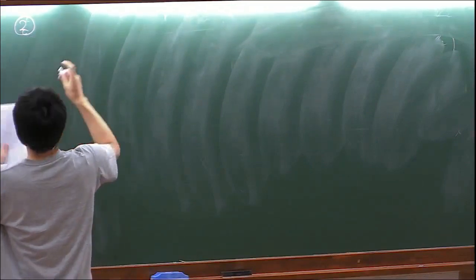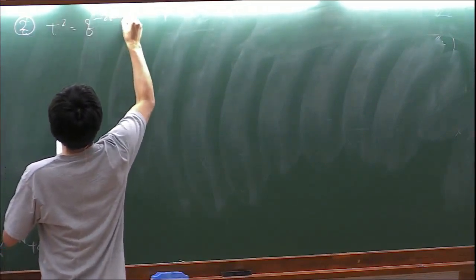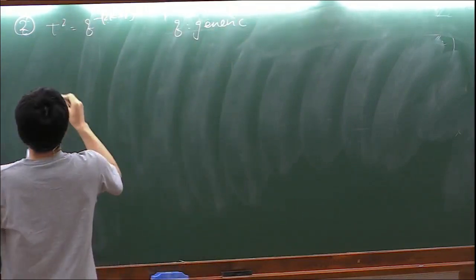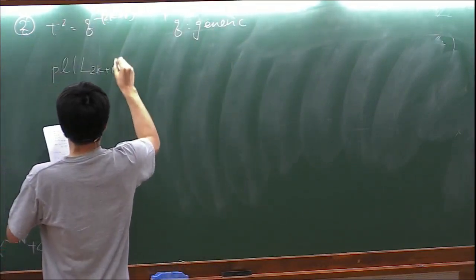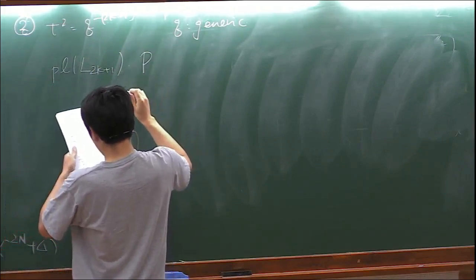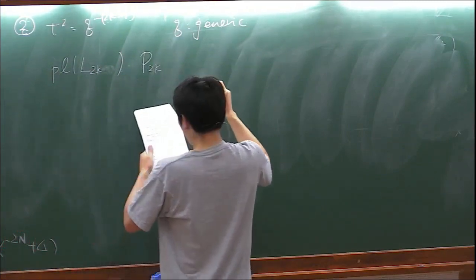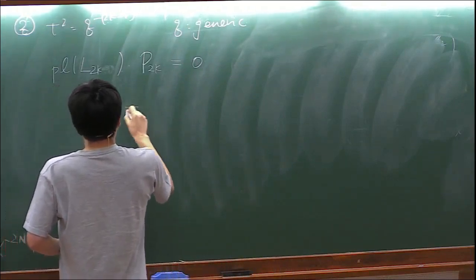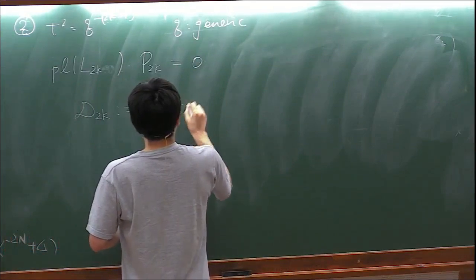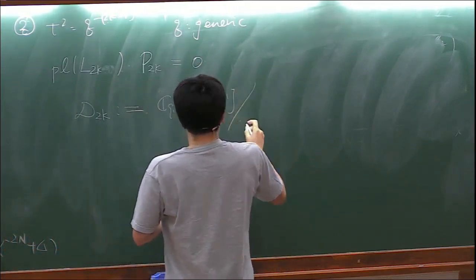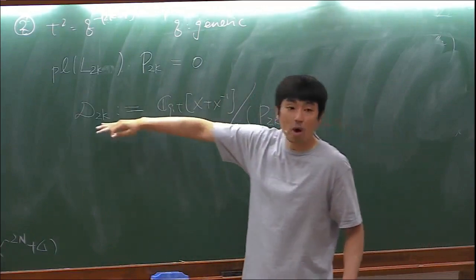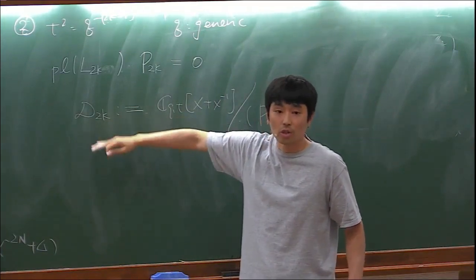Let's look at the second case. So the second case is t^2 = q^{-2k-1}, and q is generic. Then the polynomial L_{2k} acts on the Macdonald polynomial P_{2k}, which will give you 0. Okay. So therefore, there is a finite dimensional representation, which is a quotient by the ideal generated by P_{2k}. So the subscript always means the dimension of the module.